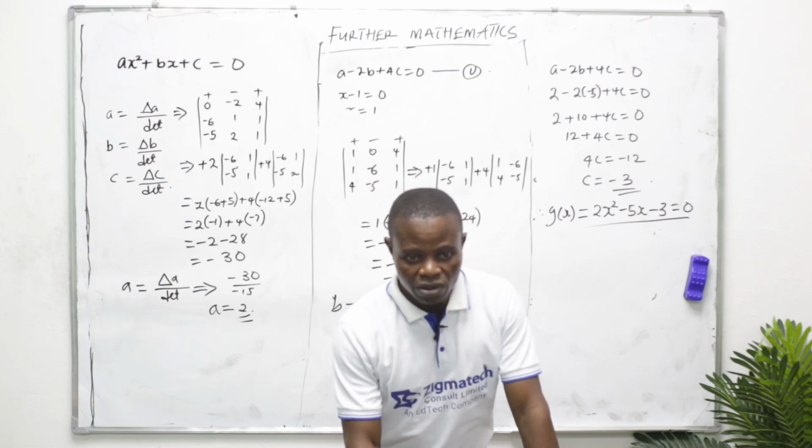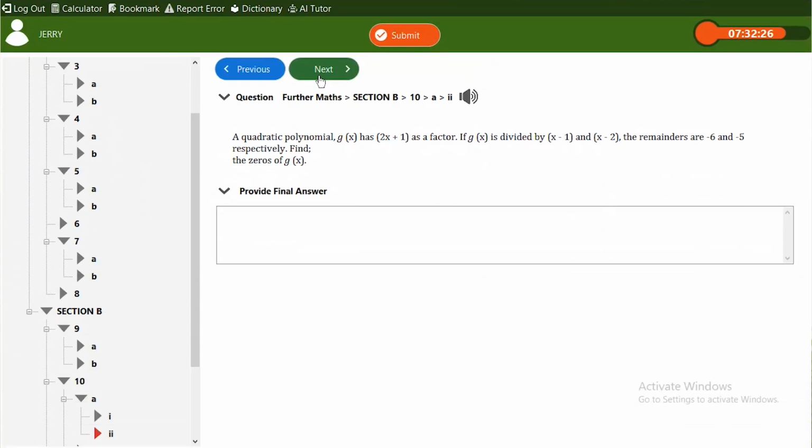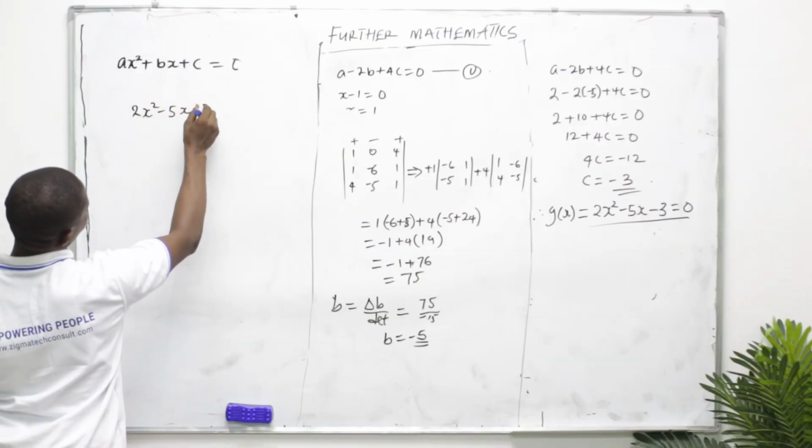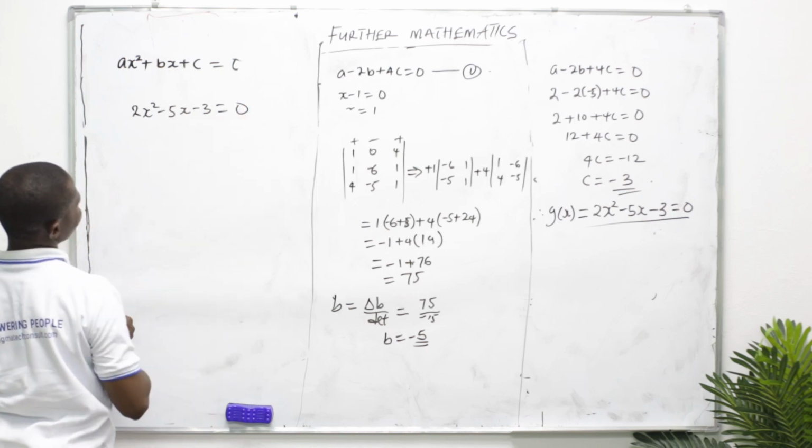Therefore, the next question, find the zeros of G of X. You have nothing to fear about the zeros of G of X. Rather, all you got to do is to factorize. That's just what they want from you. So, coming this direction here, we're going to factorize 2x squared minus 5x minus 3 equals 0.